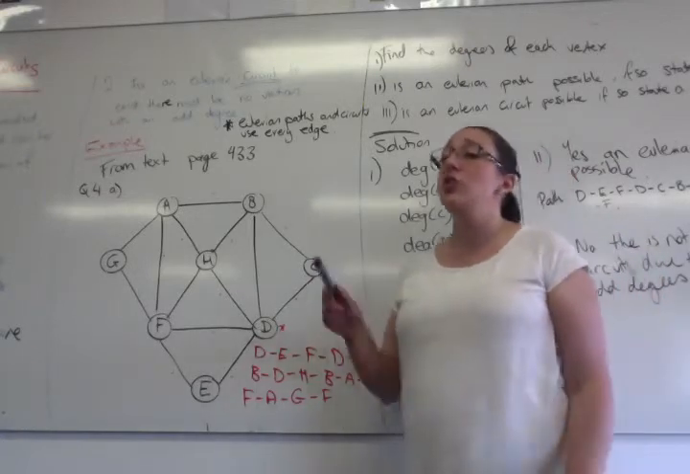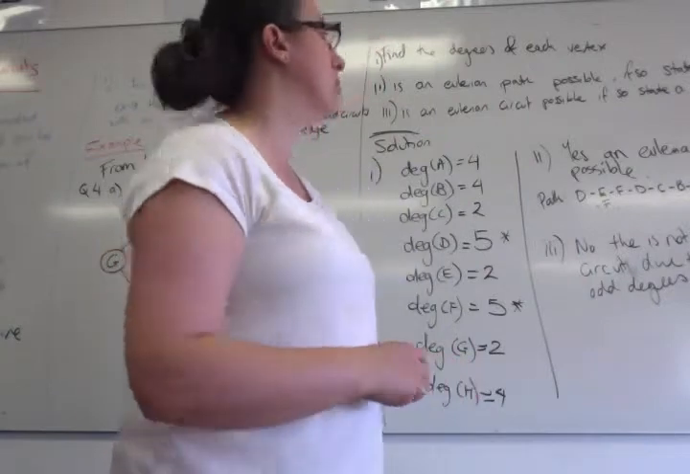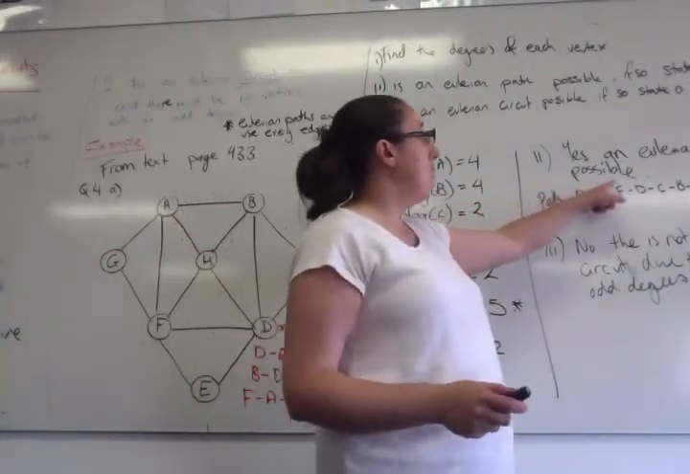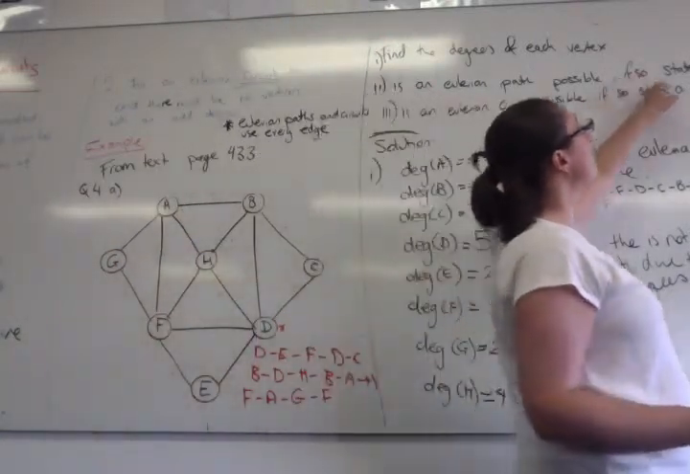Alright, ladies and gents, you're going to be able to start. Say after possible and comma, up top, at number 2, if so, state a path.